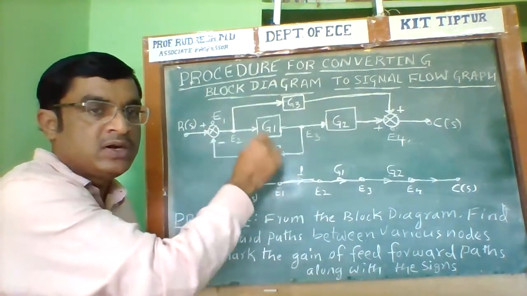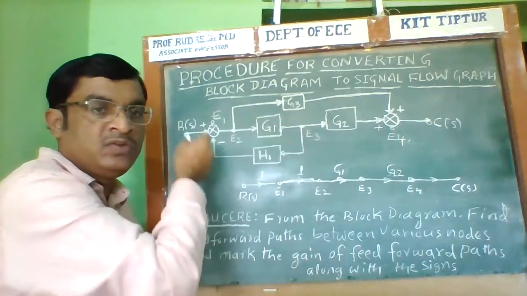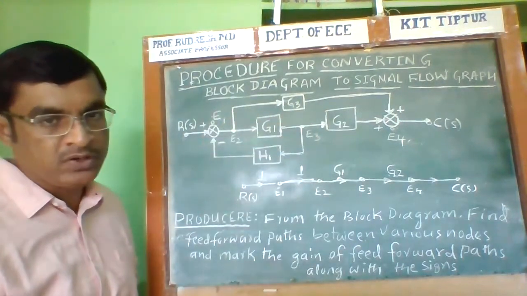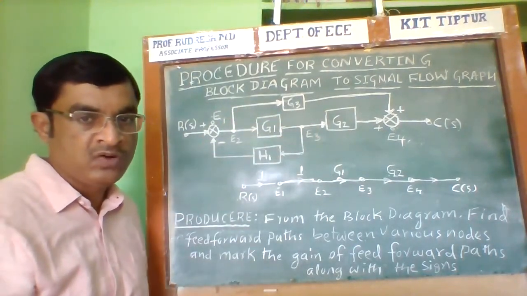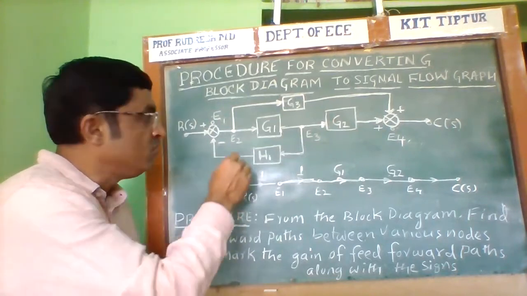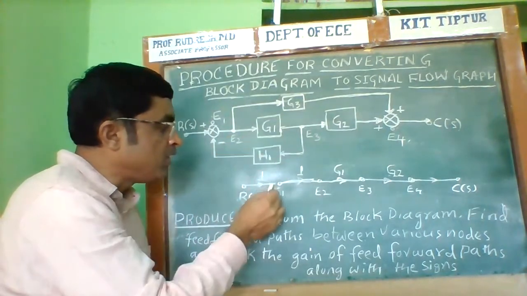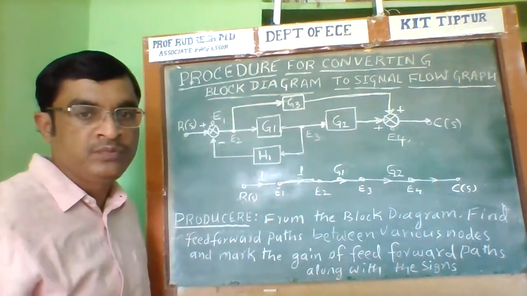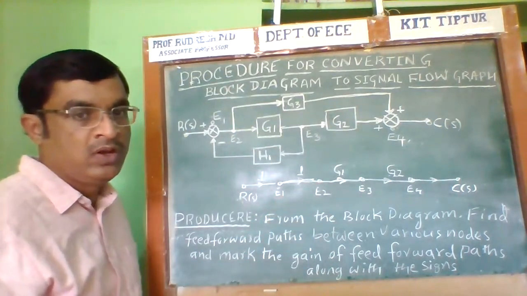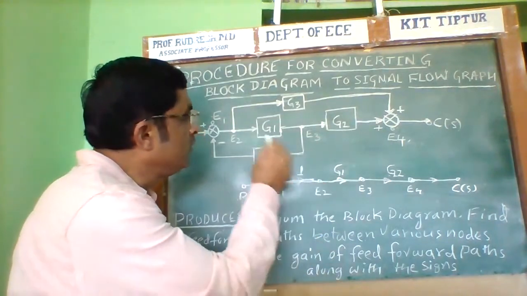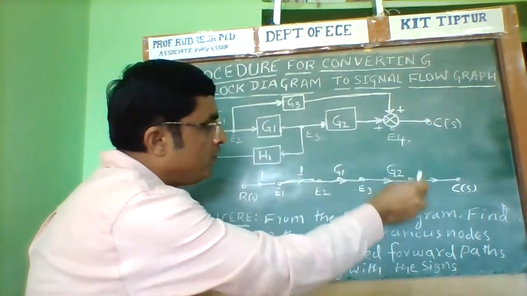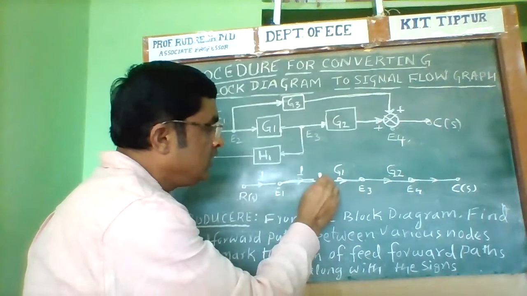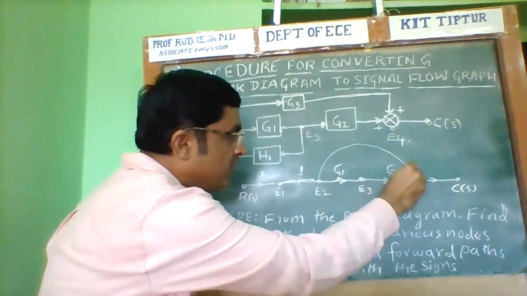From the block diagram, identify which are the feed forward paths. Feed forward paths between various nodes. Now this is the feed forward path between the various nodes, between E2 and also E4. Now between E2 and E4, there is a feed forward path.